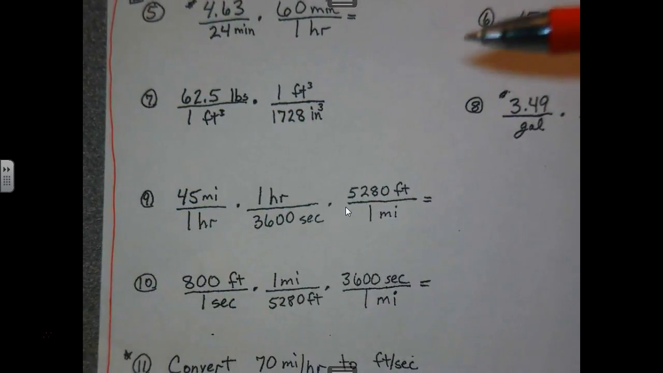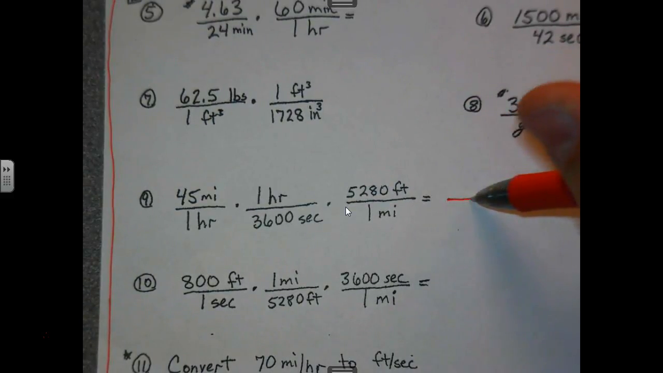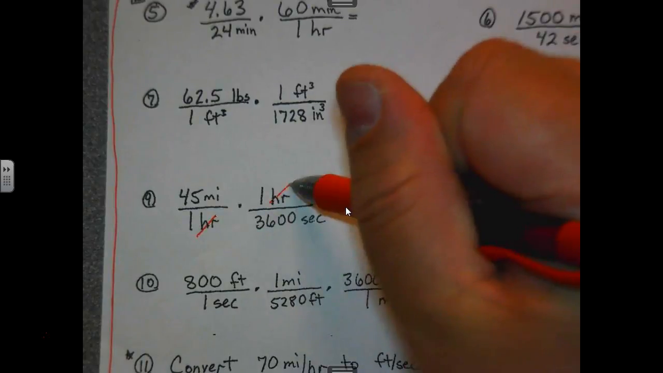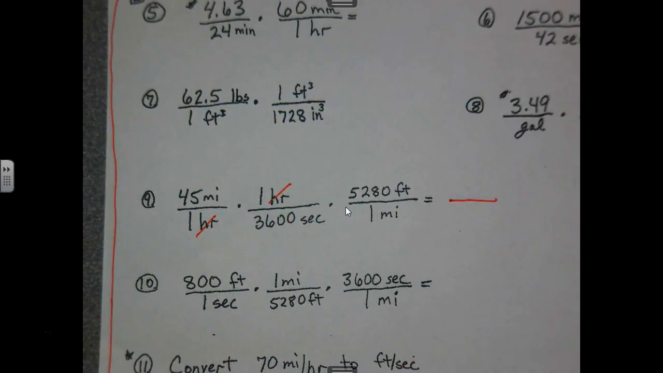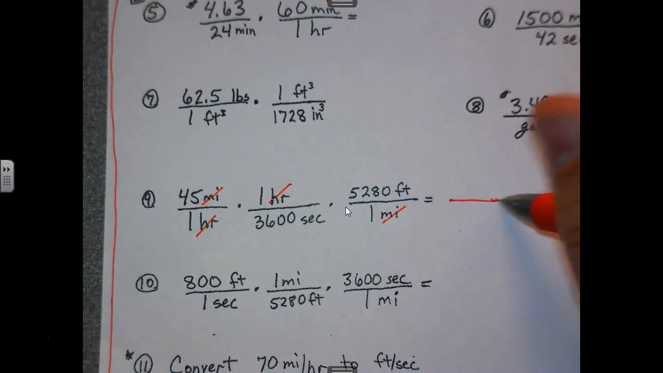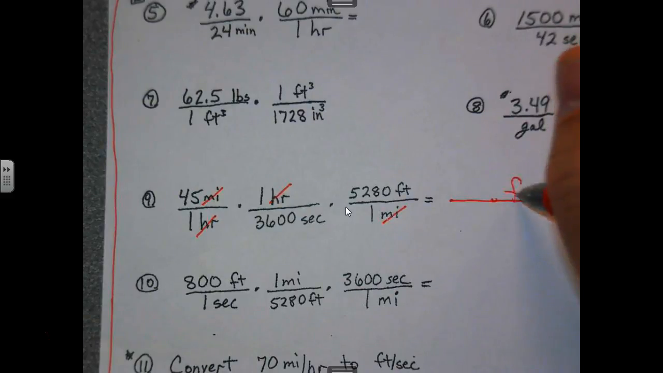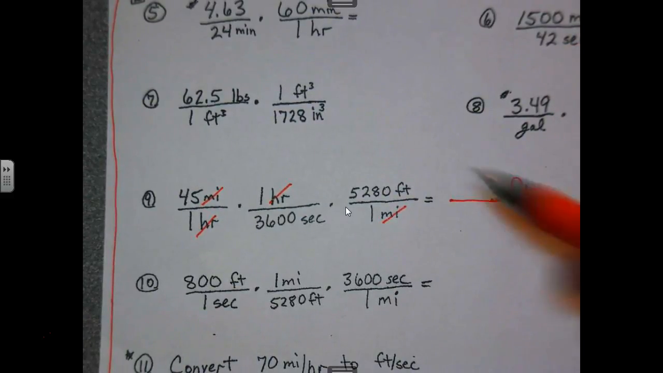Okay, what about my labels? What can I cancel? Hour. Anything else? And miles. Very good. So I'm going to be left with feet on top and seconds on the bottom.